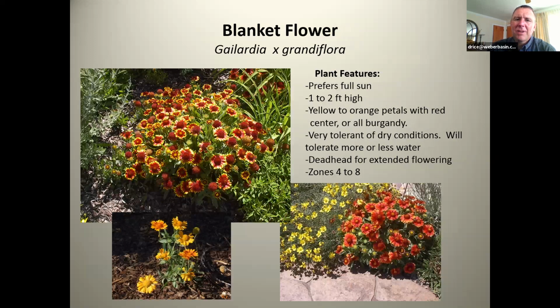We'll move on to blanket flower, Gaillardias, the blanket flowers. So these prefer full sun, 1 to 2 feet high, yellow to orange to red. There's a lot of cultivars of these now as well, where they're getting lots of very interesting things, color-wise, texture-wise. And these don't need to be deadheaded. They kind of just keep blooming. And even the seed head is not bad on these.